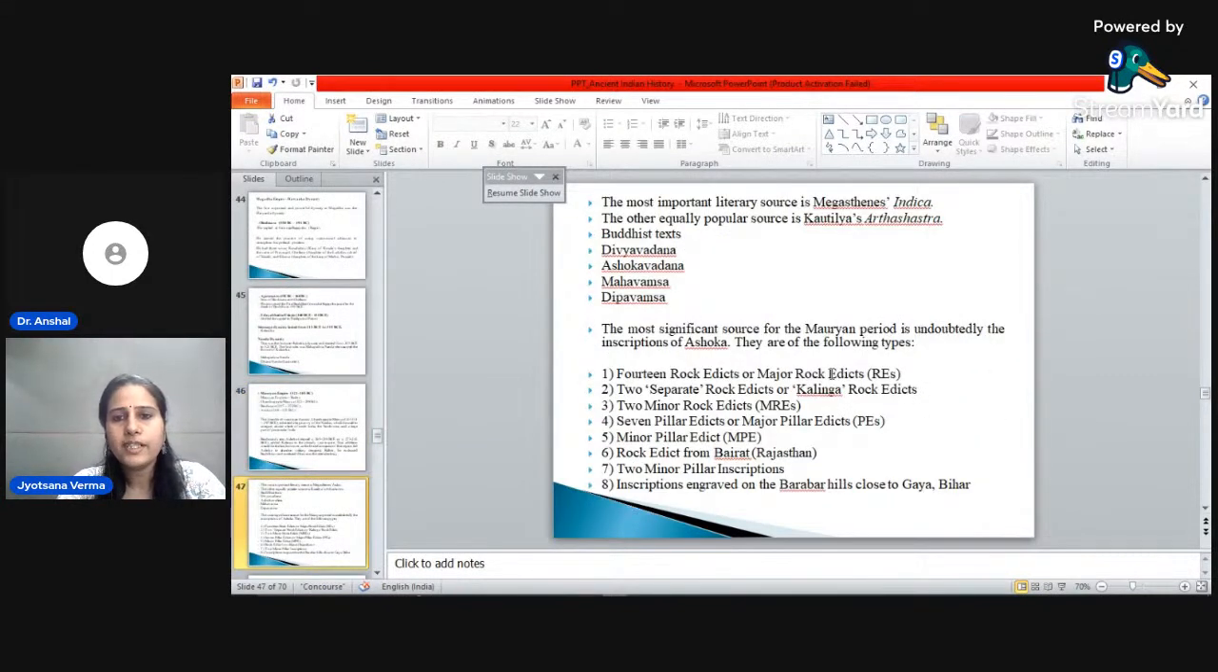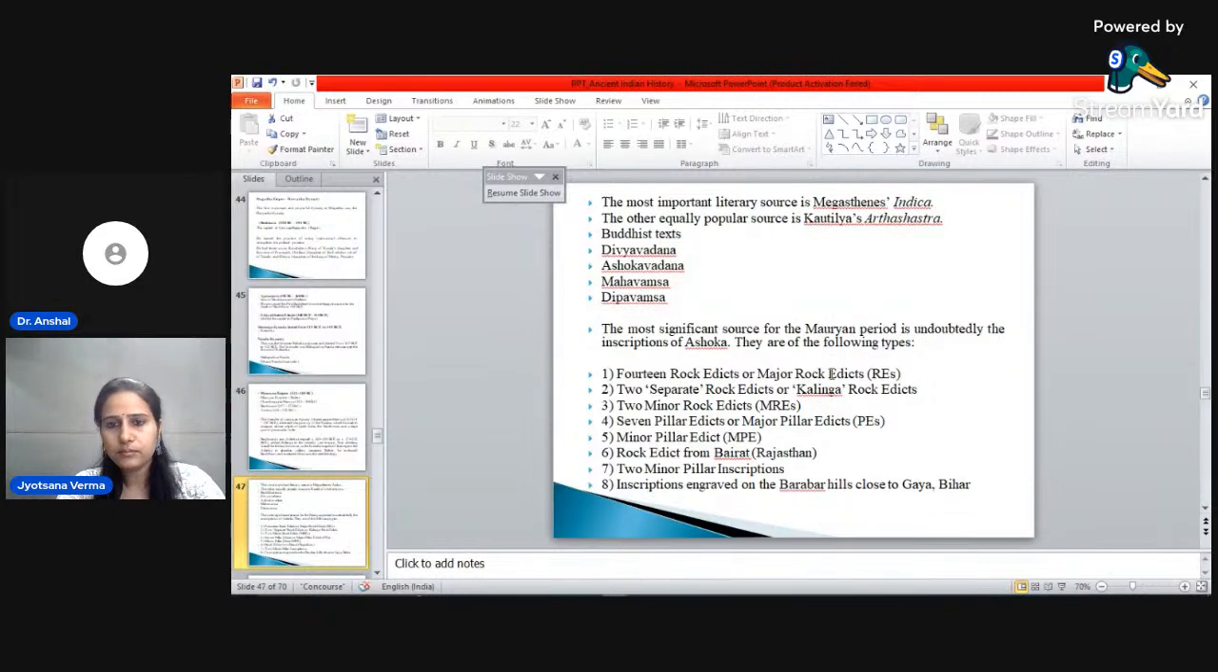The most important literary source of this time is Megasthenes' Indica, and other equally popular sources are Kautilya's Arthashastra and Buddhist texts: Buddhavadana, Ashokavadana, Mahavadana, Divyavadana. These are the important sources to know the history of the Mauryan Empire. Another most important source of the Mauryan period is the inscriptions of Ashoka.